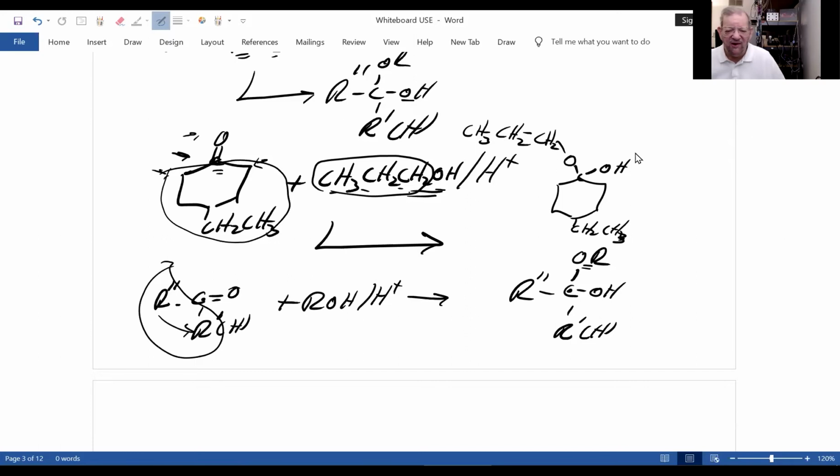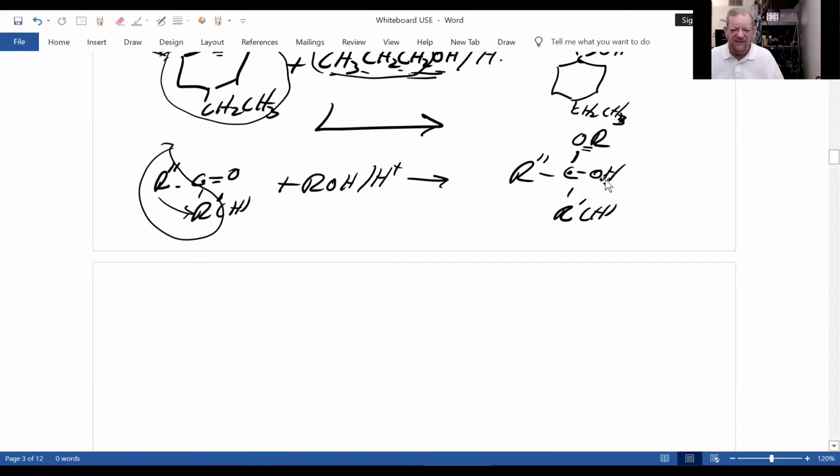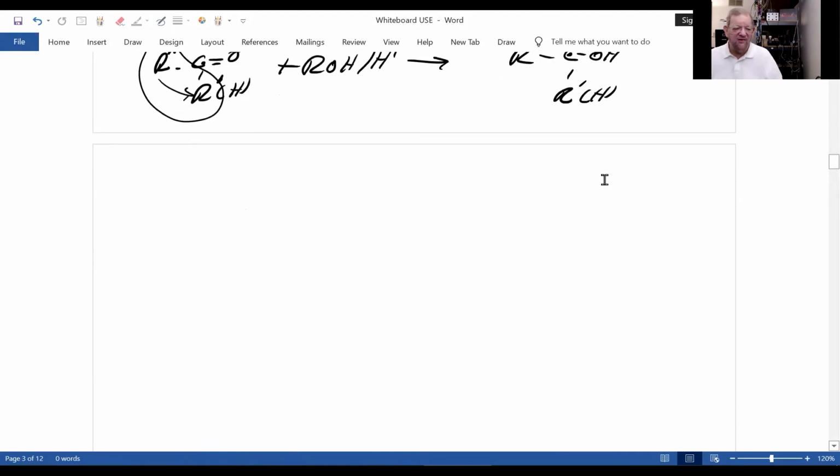I was running out of room right here. That's why I stuck it up like that. And that's the product you get. And hemi, in this case, ketal, which I'll never ask you to identify. Let's do another one. Again, these are reactions students have difficulty with on test 2, so I'm giving you a little extra practice.